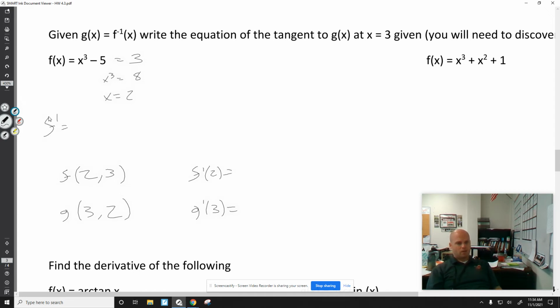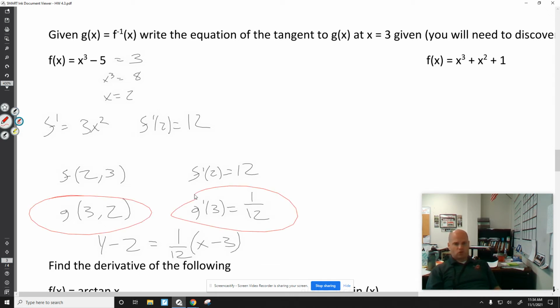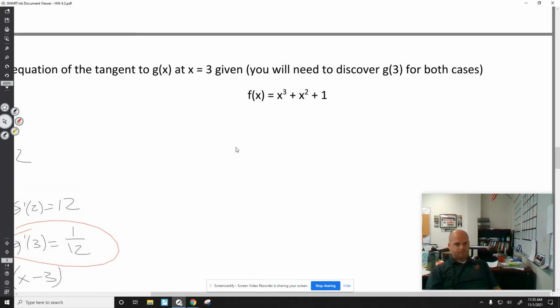F prime is 3x squared minus 0. The derivative of 5 is 0. F prime of 2 is 12. G prime of 3 is 1/12. What's the equation of your tangent? y minus y1 equals m times x minus x1. Use the point on G, use the slope on G. Some people have things flip-flop, but don't.